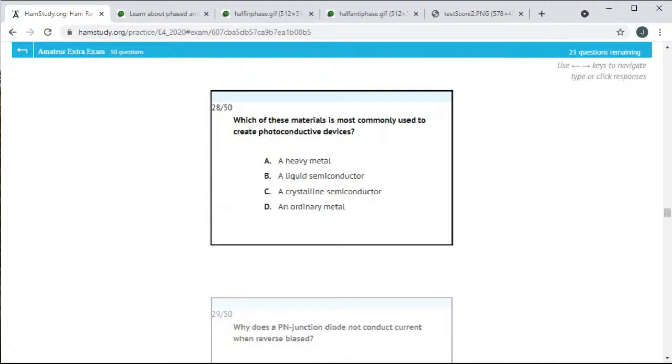Which of these materials is most commonly used to create photoconductive devices? A, a heavy metal. B, a liquid semiconductor. C, a crystalline semiconductor. D, ordinary metals. It's a semiconductor, and I'm going to go with a crystalline semiconductor.